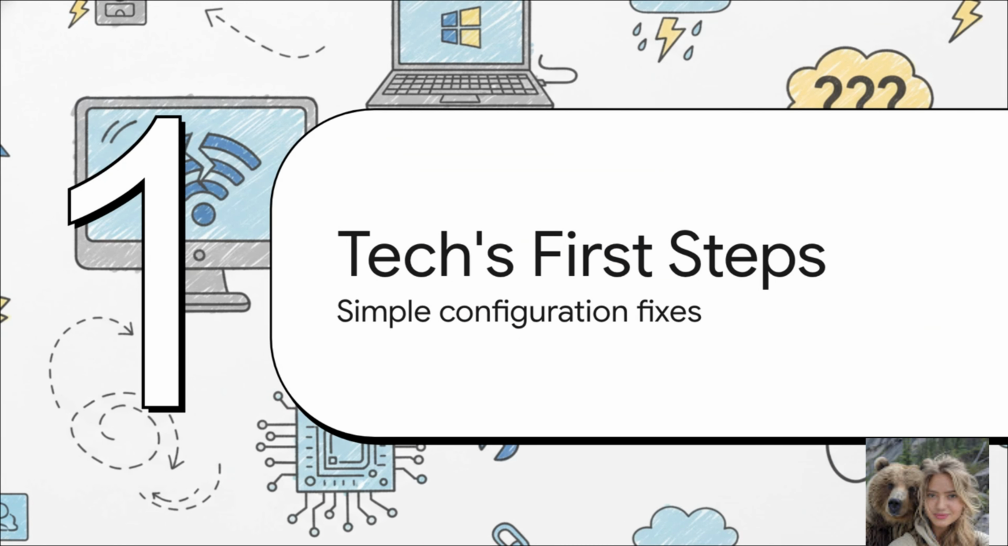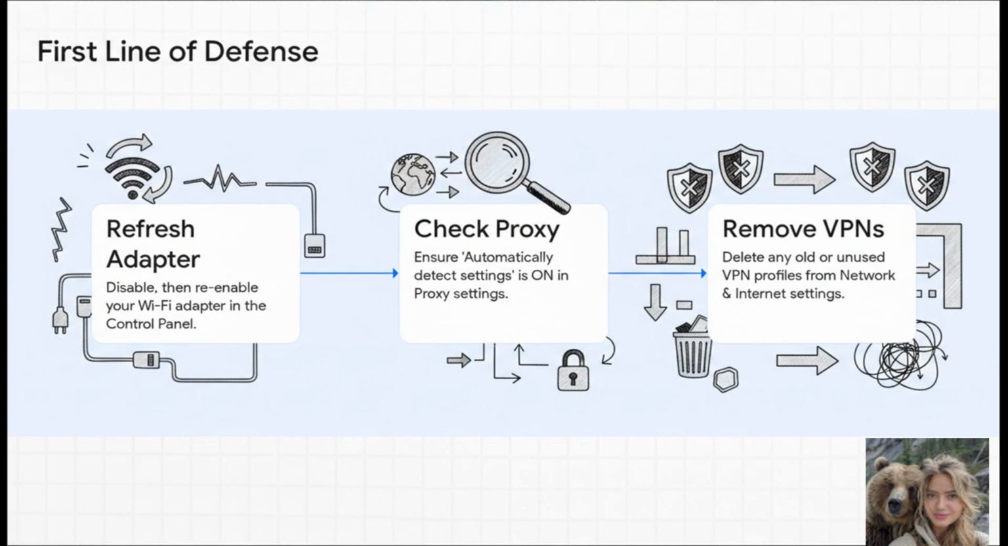Okay, before we get our hands dirty in the command prompt, any good technician is going to check the low-hanging fruit first. We're talking about simple configuration problems that can cause a world of hurt. Things like a confused network adapter, a bad proxy setting, or an old VPN profile that's gumming up the works. These 3 checks are your first line of defense. First, just disabling and re-enabling the adapter. It's like a mini reboot just for your Wi-Fi hardware. Next, we check for a manual proxy to make sure your internet traffic isn't being sent to a dead end. And finally, getting rid of old VPNs cleans out outdated rules that might be blocking your connection. You'd be surprised how often one of these simple clicks fixes the whole thing.